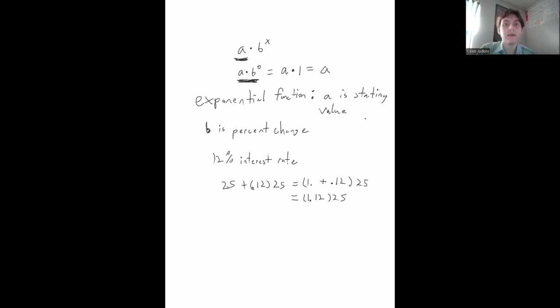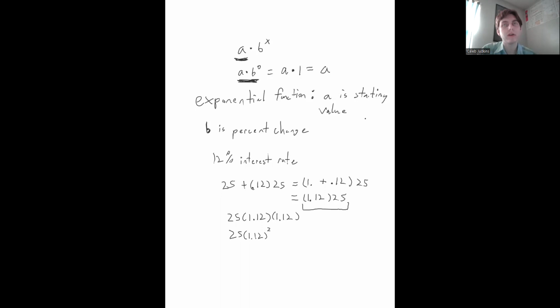Now, let's say we wanted to take this again after the second year. The first year had a result of 25 times 1.12. That's how much we had after the first year. Now, to find the growth from the first year to the second year, we need to multiply again by 1.12. Now I'm multiplying by 1.12 twice, so I can write this as 1.12 squared.